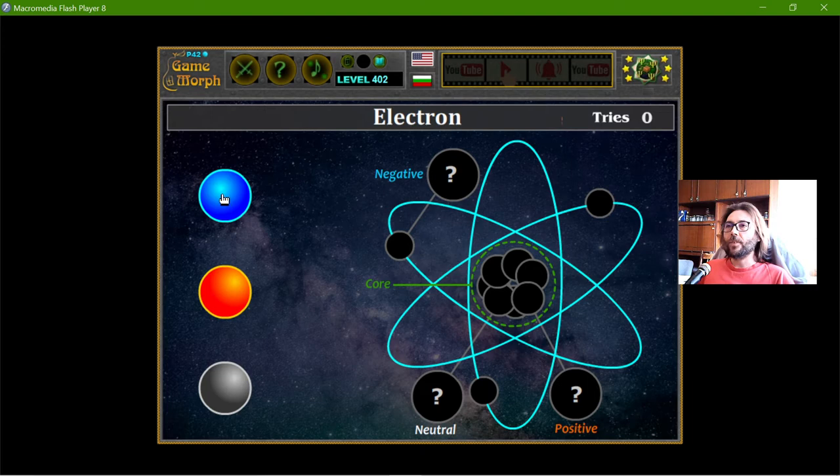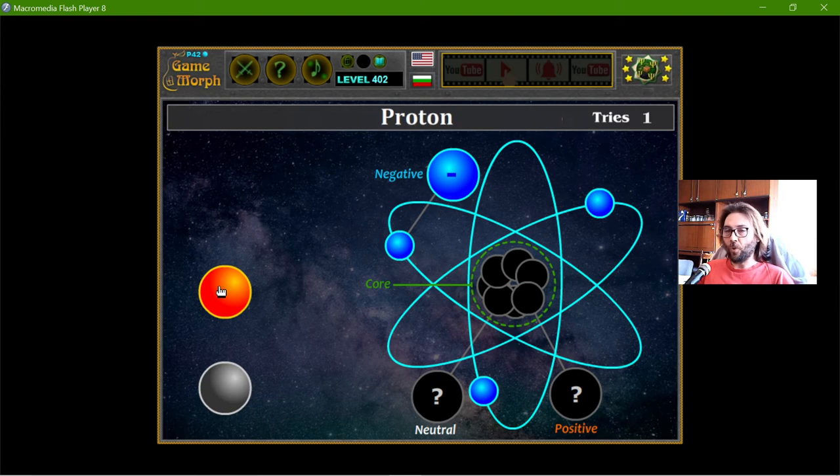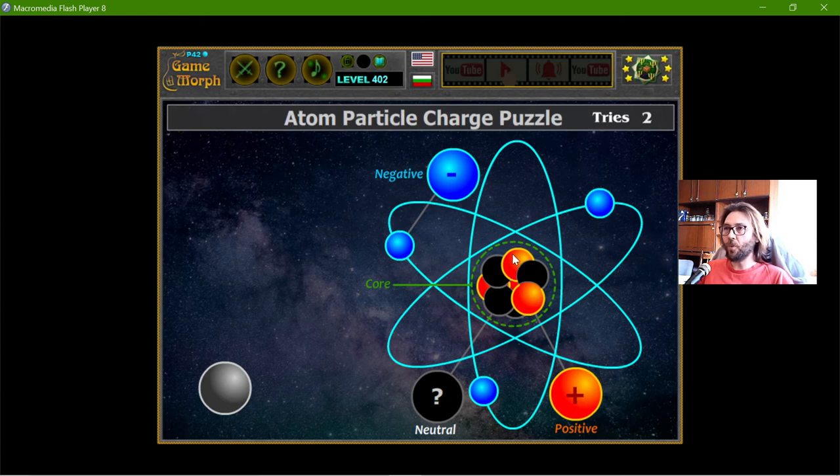So, let's see. The charge in general: the electron is with the negative charge, so it is negative. The proton is the one with the positive charge, and the proton is in the core of the atom. And the neutron is with the neutral charge.